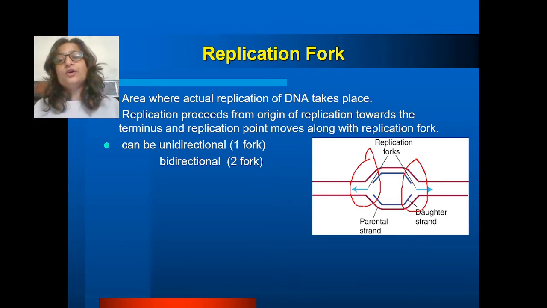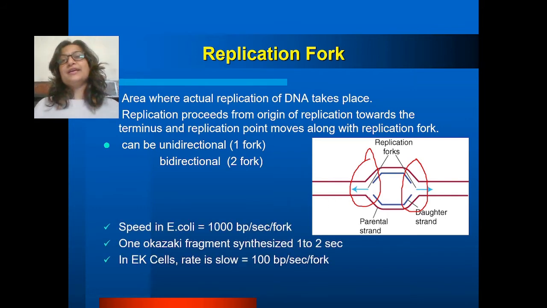Okay. So accordingly, your replication can be unidirectional. Unidirectional means there is only one direction, so you will have only one replication fork. Or if you have two directions, the replication being operated in two directions, then the condition is called bidirectional.